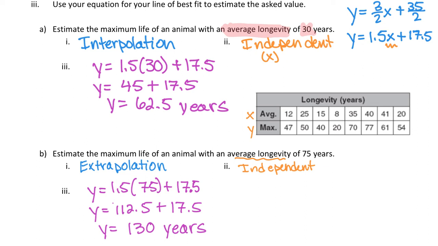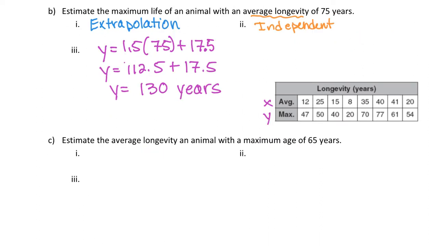All right, we're going to look at the challenge one next. I'm going to try to go quickly. All right, final problem. We want to find the average longevity when we know the maximum age is 65. So now we're looking at our max. We see our minimum is 20, and our maximum age was 77. So 65 does fall inside of those numbers. So let me ask you, is this an extrapolation or an interpolation?